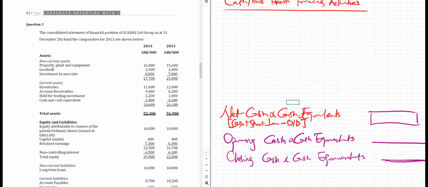Let's see. Closing for 2014 was what, for cash and cash equivalent? Look on the face of the account. 1,400. And opening was 4,100. So 4,100 minus 2,700 gave us 1,400. So the net change is minus 2,700, which is straightforward.